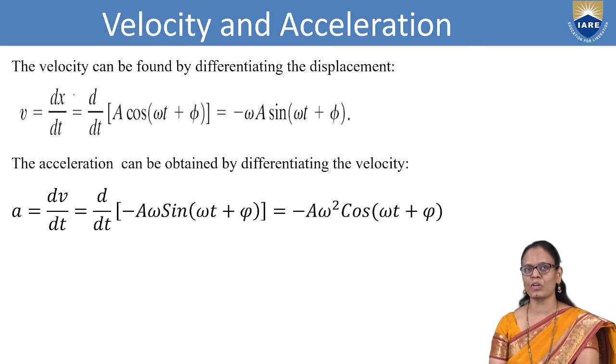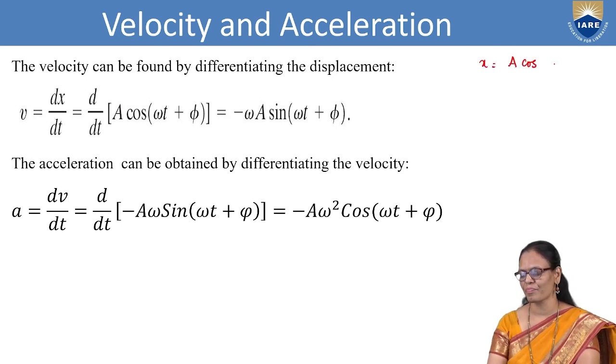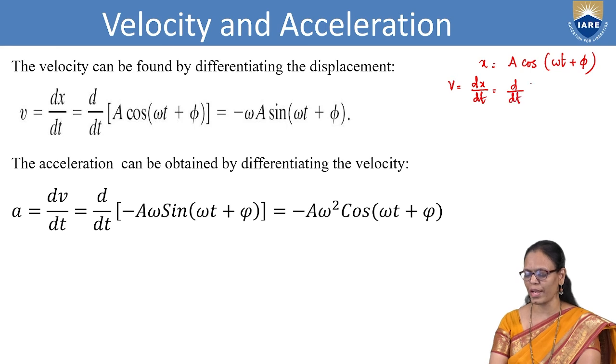Now how do we get the velocity? The velocity v is given by dx by dt. We already have derived the expression for x. x is equal to a cos(omega t plus phi). So what is velocity? Velocity is dx by dt. So I can put it as d by dt of x, that is, a cos(omega t plus phi).